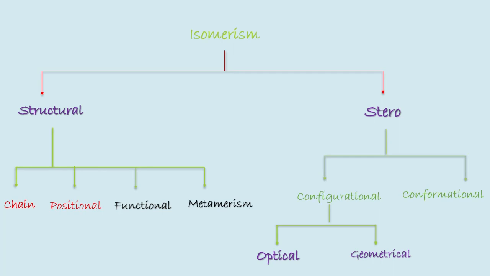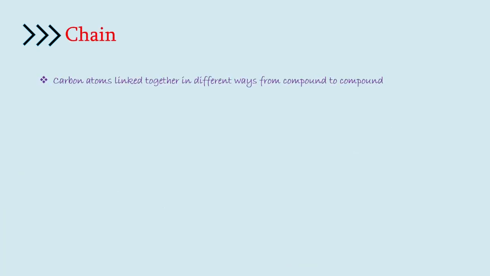So, in this video I will explain the first part, which is structural isomerism, while stereoisomerism I will explain in the next video. Let's start with the first type of structural isomerism, which is chain. Chain happens when carbon atoms are linked together in different ways from compound to compound.